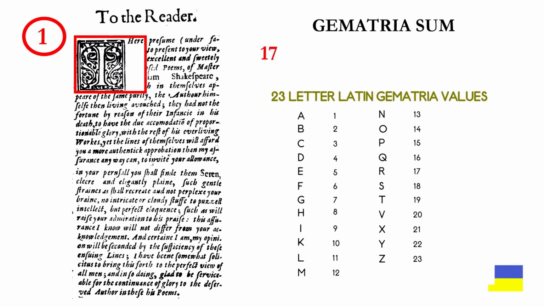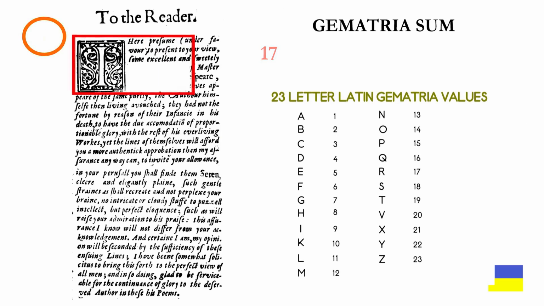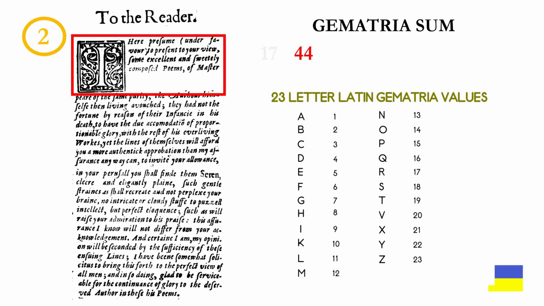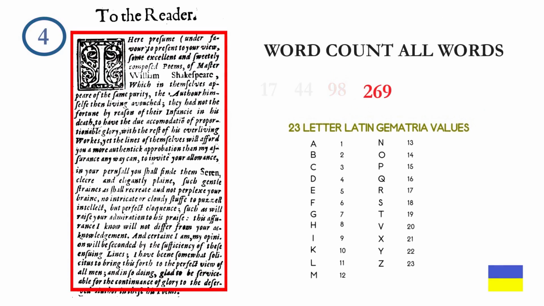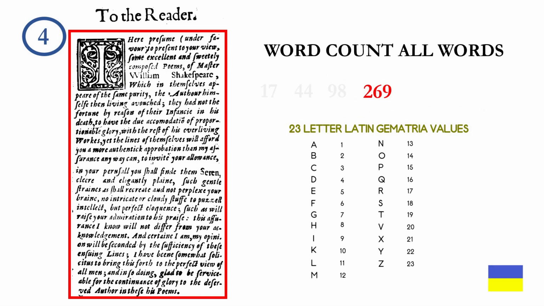The gematria sum of the very first two uppercase letters, including the decorative initial, is 17. The gematria sum of the uppercase letters to the name William Shakespeare is 44. The lines that include William Shakespeare have an uppercase gematria sum of 98. The word count for all words is 269.